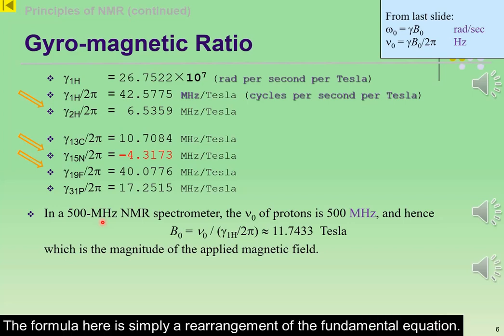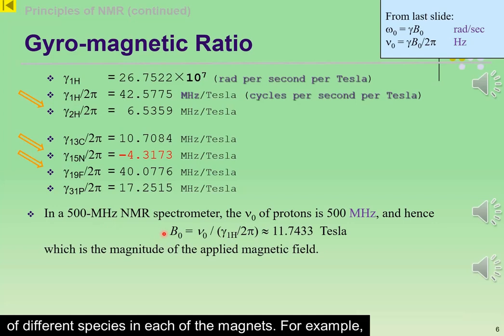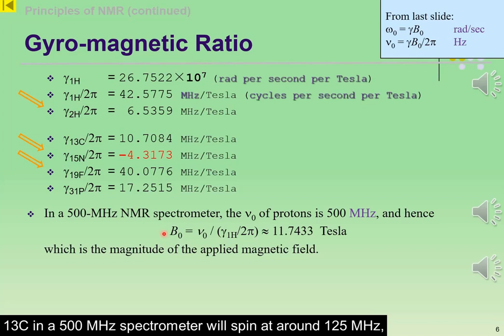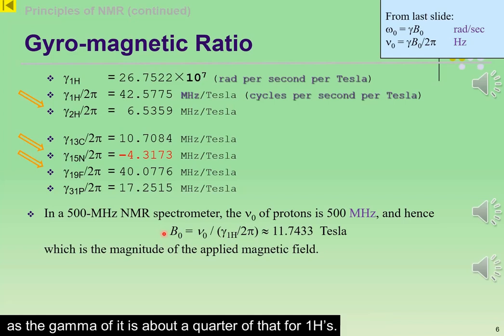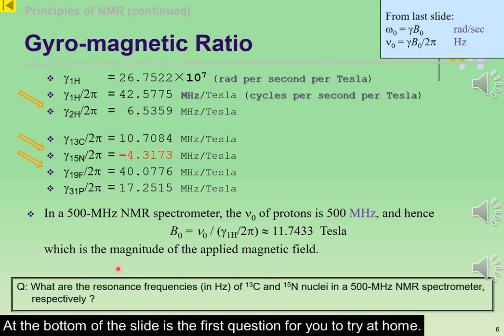The formula here is simply a rearrangement of the fundamental equation. Knowing the strength of a magnet, you can also work out the NMR frequencies of different species in each of the magnets. For example, 13C in a 500 MHz spectrometer will spin at around 125 MHz, as the gamma of it is about a quarter of that for 1H's. At the bottom of the slide is the first question for you to try at home.